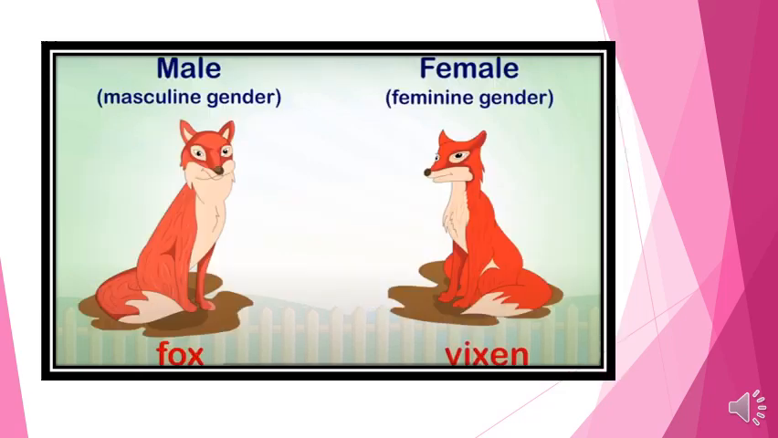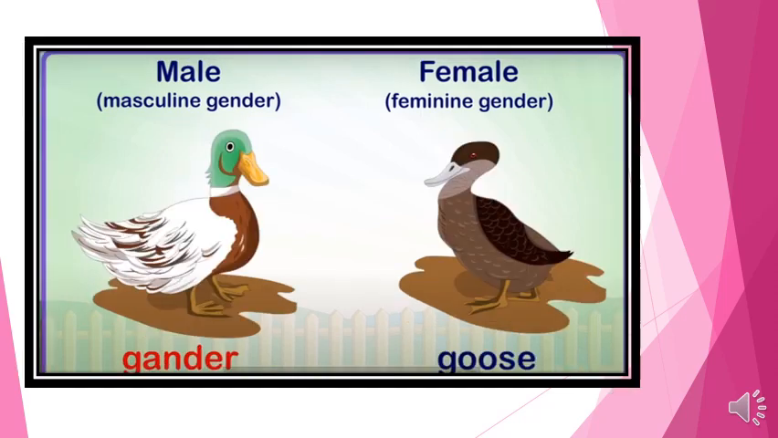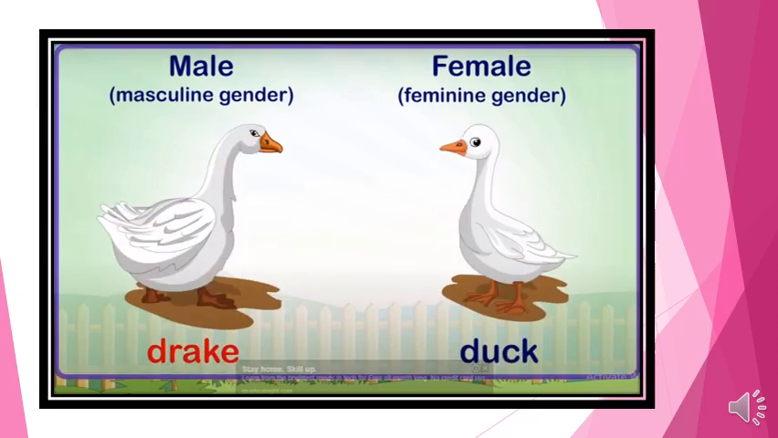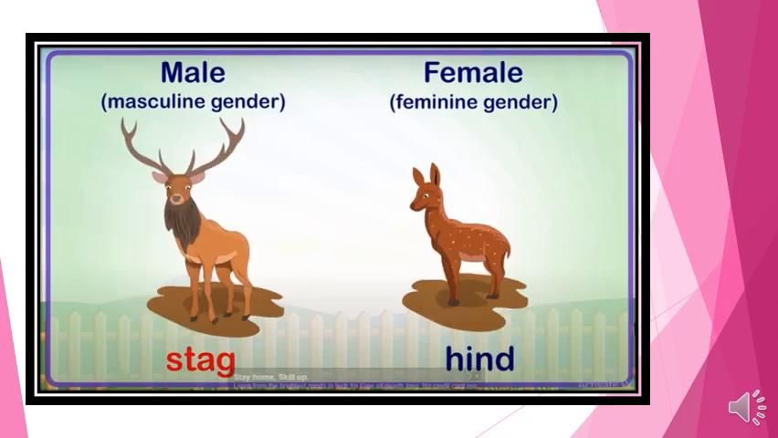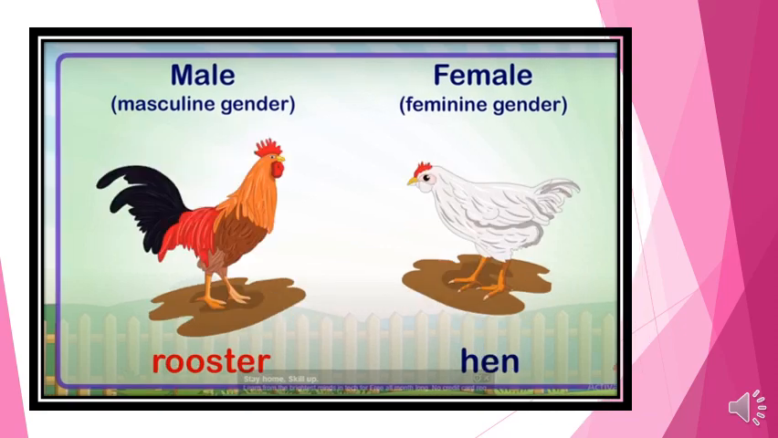For example, the masculine gender for male is fox and its female gender is vixen. Gander, goose. Drake, duck. Ram is the male gender while ewe is the female gender. Female gender for stag is hind. Rooster, hen.